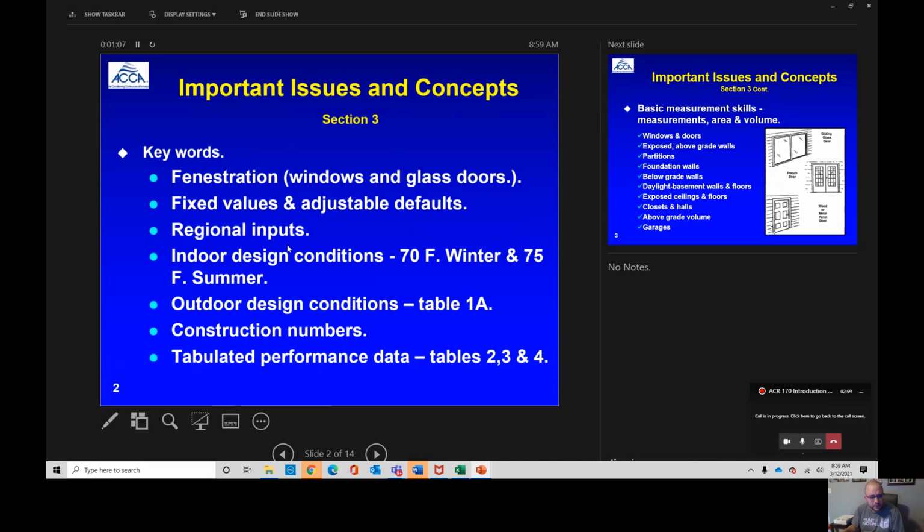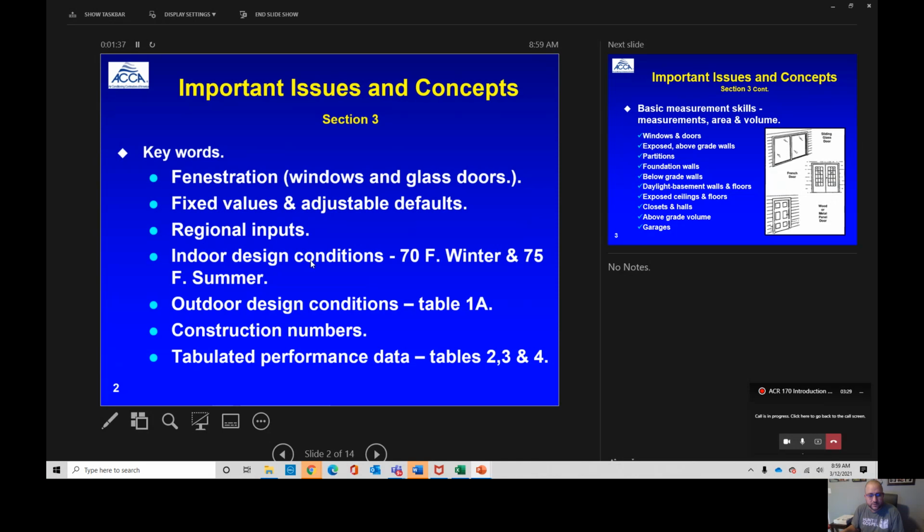So regional inputs is going to matter a lot because that's going to affect your daily high temps and low temps. It's going to factor in how cold it gets on average in the winter and how warm it gets on average in the summer in your area. So if you use Florida instead of Kentucky or Minnesota instead of Kentucky, that's going to drastically change your heat load. So make sure that you're paying attention to where this place is located.